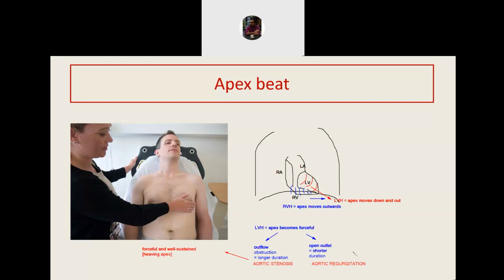In aortic regurgitation, it will be forceful, but the whole duration will be short lasting because blood can rapidly go out. And therefore, in aortic regurgitation, the apex will be forceful and ill sustained. And this sometimes is known as the hyperdynamic apex. If there is a narrowing of the mitral valve in mitral stenosis, we shall see later, then the first heart sound becomes very loud.